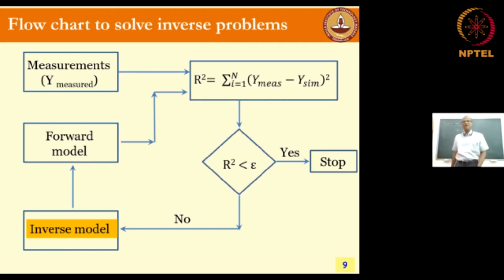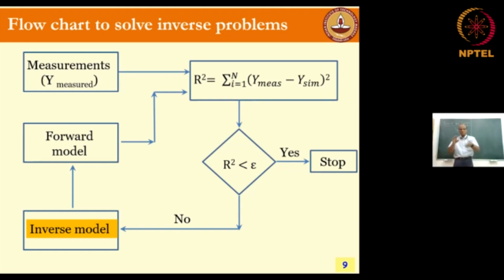What is the inverse model? The inverse model is basically either dou S by dou A equal to 0, dou S by dou B equal to 0. That is the straight inverse model. Or the inverse model could be the generation of samples, and then working out the PPDF. That is the Bayesian approach.